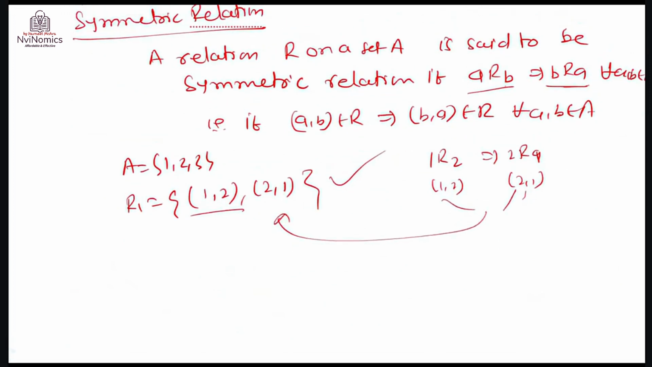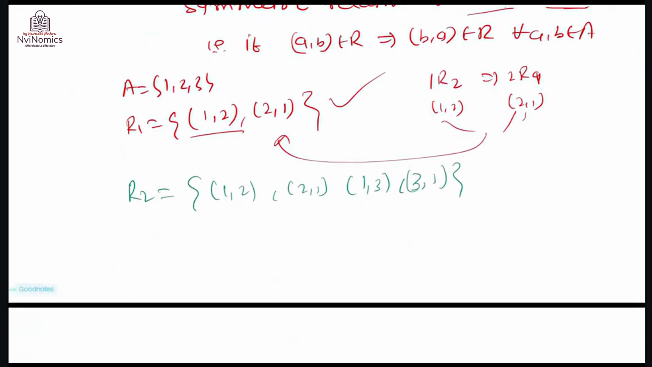Okay, any doubt? Now let me give another example. Take R2 equal to {(1,2), (2,1), (1,3), (3,1)}. Whether it is going to be symmetric or not, we'll check. 1 is related to 2, it means that 2 is related to 1. If (1,2) is in R2, then (2,1) should also be in R2. Yes, it is there.